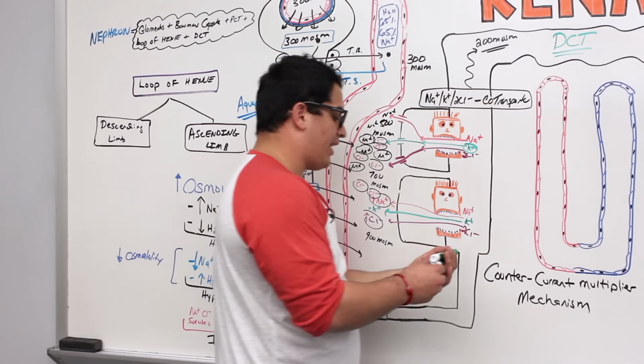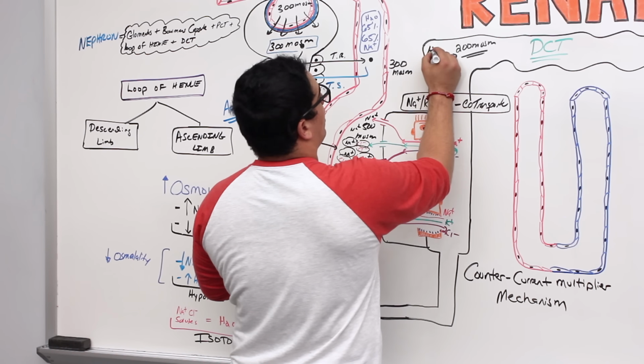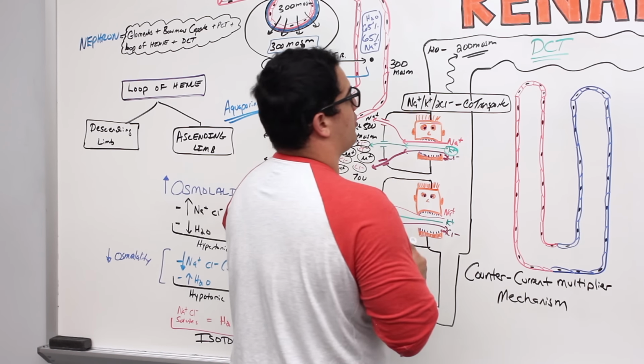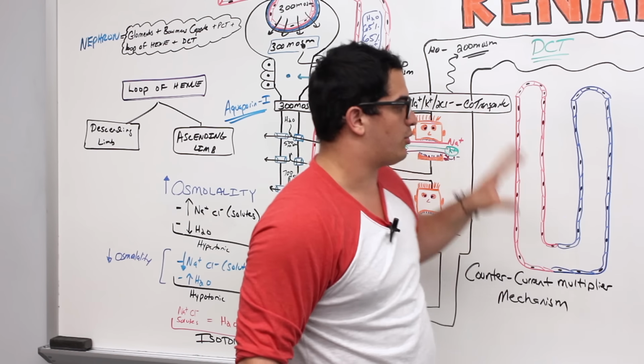And again, it can range. I could say really the range is about from 120 to about 200 milliosmoles, really. Okay? And then the filtrate, we're going to the DCT, which we'll talk about next.